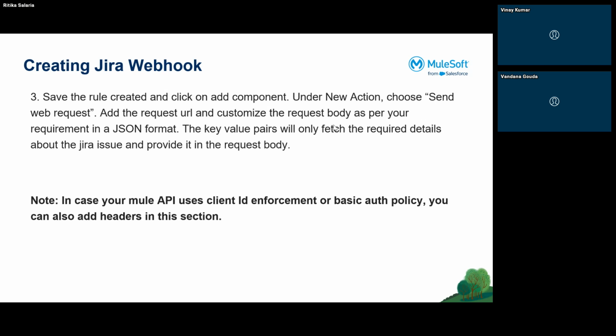As a note, in the Jira webhook or the Jira rule set, we also have an option to add headers. So if your API is using client ID enforcement or the basic auth policy, we can also have headers mentioned in the Jira webhook so that your API is secure as well, while at the same time Jira is accessing it throughout.